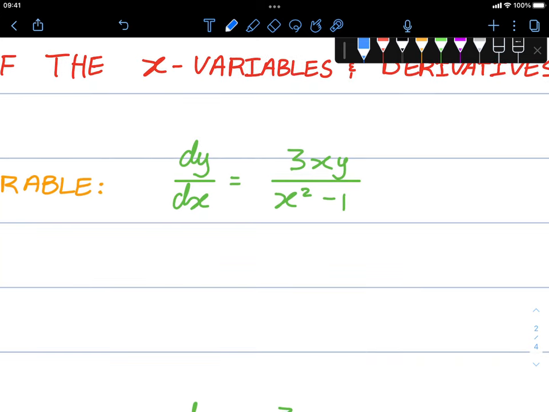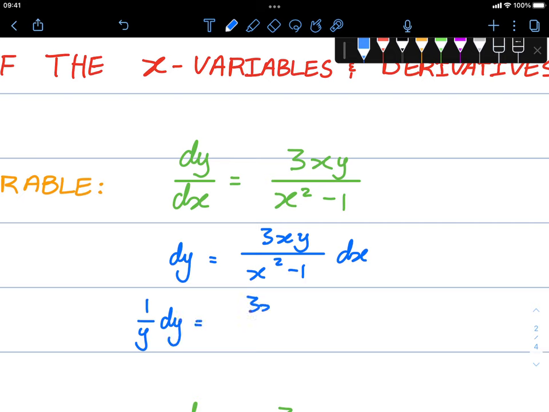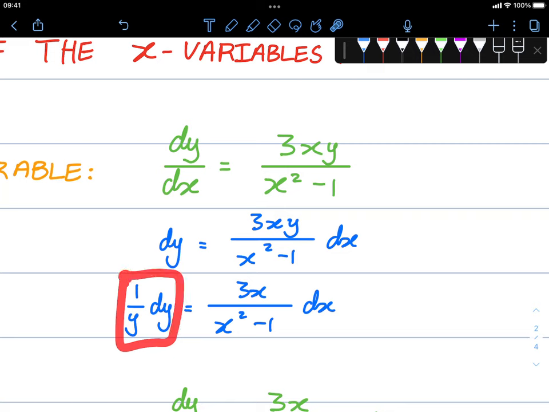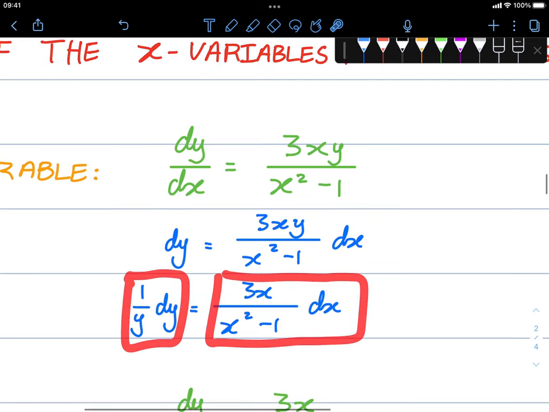As shown before, we can multiply both sides by dx, which gives us this expression. Remember, it's treated like this. And now we can divide by y, which will give us 1 over y dy equals 3x over x squared minus 1 dx. Notice how all the y variables and derivatives are on one side, and all the x variables and derivatives are on the other side.